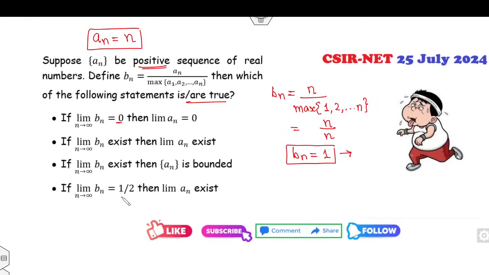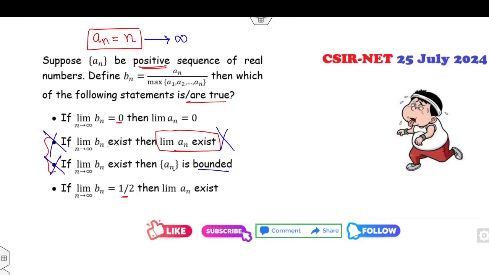So the first option, that means we are talking about these two options. Fine. If the limit of b_n exists, then the limit of a_n also exists. What is a_n? Does it exist? It goes to infinity. So the second option is cancelled. Is a_n bounded? So these two options are cancelled. Fine. Now look at the first option.